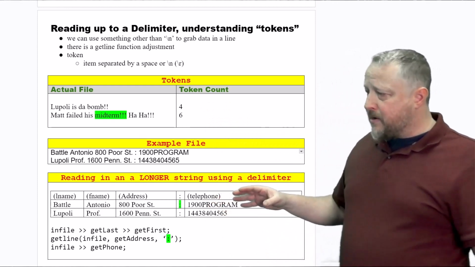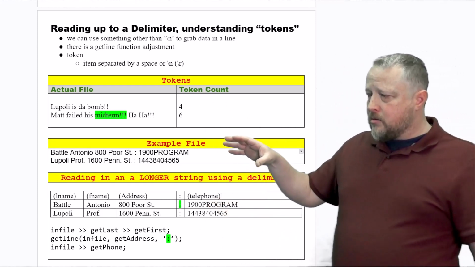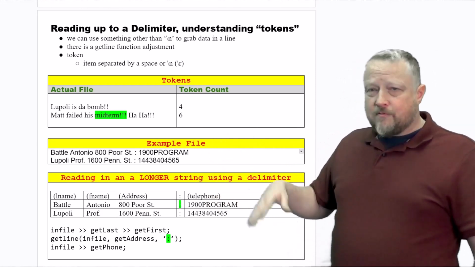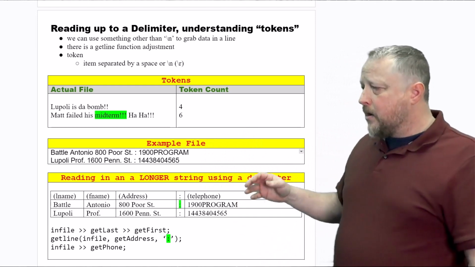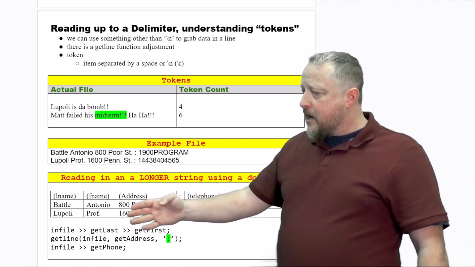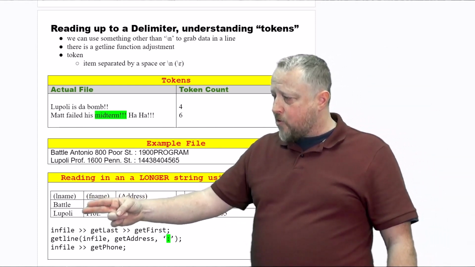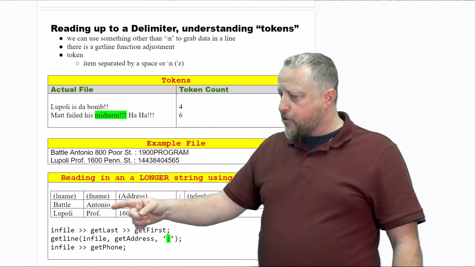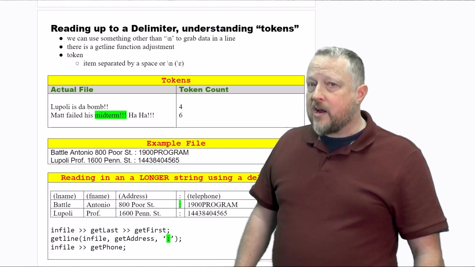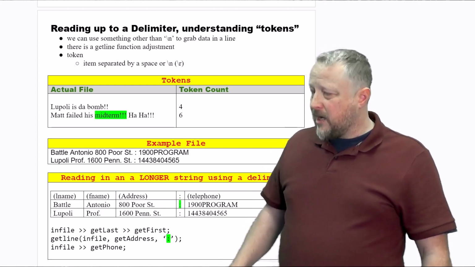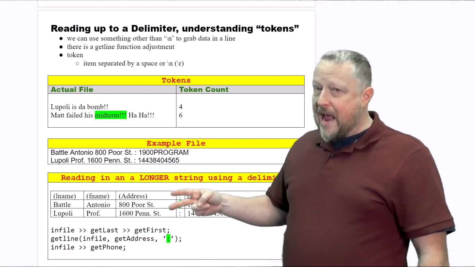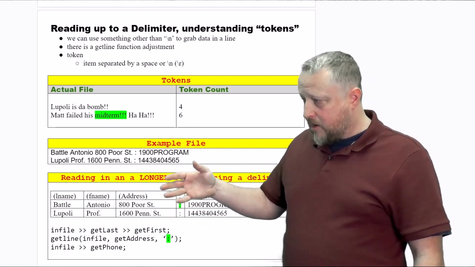Now I bring that up because in our example program that we're going to end up doing here, I have a very interesting file that I'm about to read from. But I got to break it down design-wise. We got to talk about that first. So what I really want to have here is a last name, which is going to grab Battle and Lupoli, a first name, which is going to grab Antonio and Professor, and then address, which is going to have a heck of a lot of tokens in it. Even last name might have tokens in it. First name too, but still, let's go with my example here. But the address is going to have a lot of tokens, because that's how an address is.